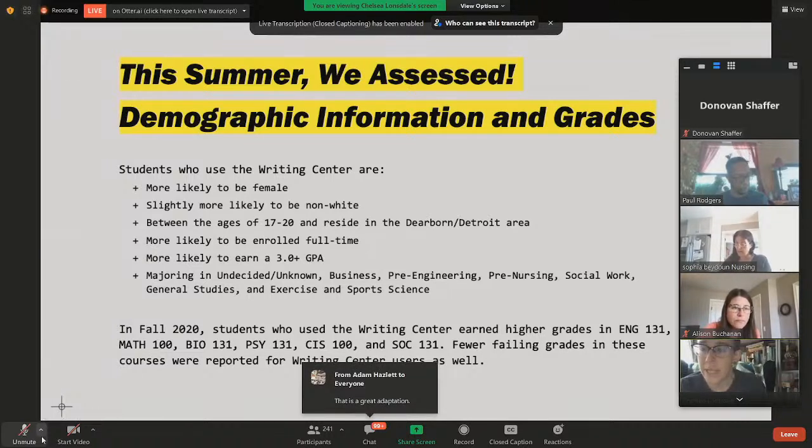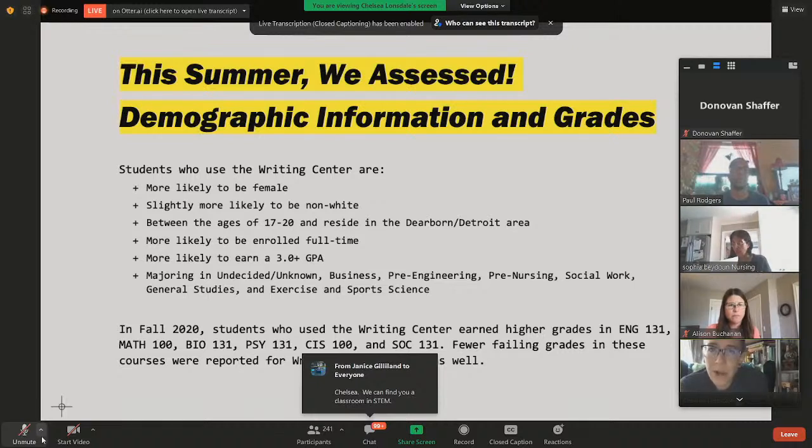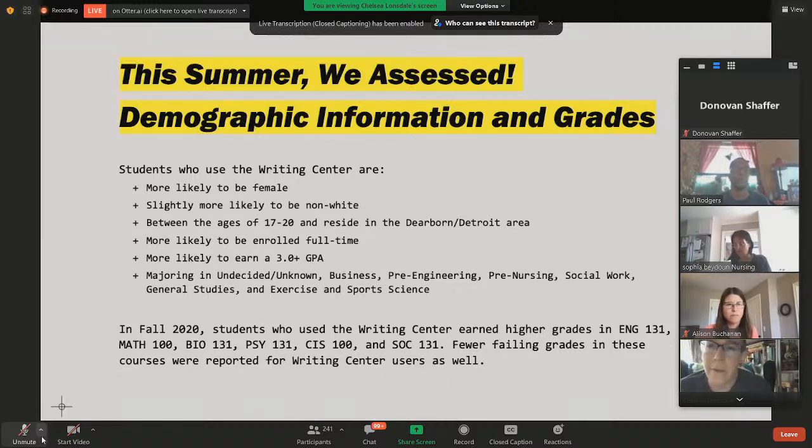So our summer was actually pretty quiet. We didn't see a lot of students in the Writing Center. However, I had a few respondents working, and we put together a big assessment project by using the data that WC Online gives us access to, and by partnering with our institutional research team. So we found out that right now, this is primarily based on fall 2020 data and a little bit of winter 2020.